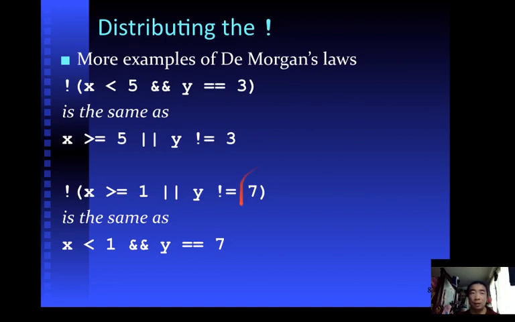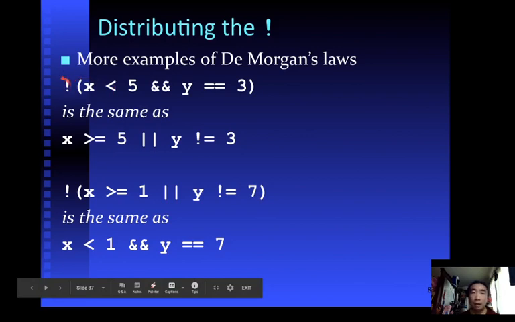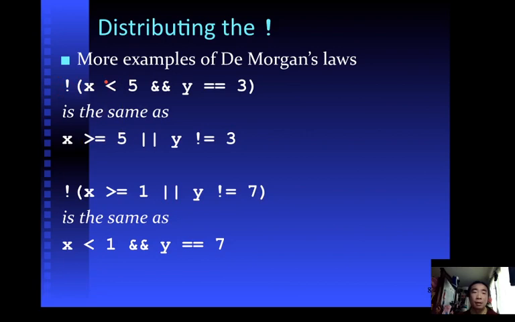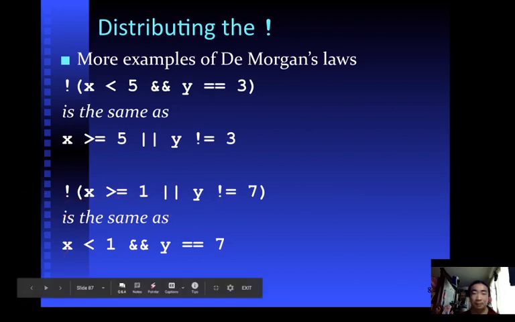So we see the distribution of the ands. Notice these two symbols, greater than and less than or equal to, those are opposites. Same with these two symbols, equal to and not equal to. And then notice in the middle, these symbols are flipped. And on your own, you can go through and check it to see that overall, this whole expression and this one give you the same thing.